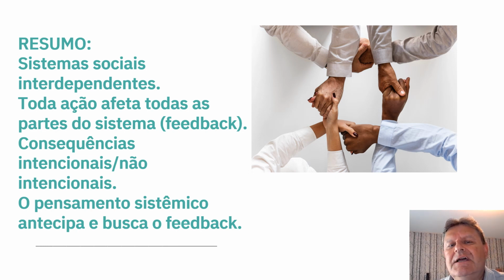So, to summarize, we have to realize that interdependent social systems are different than linear thinking would suppose, because every action affects every part of the system. That's feedback. And those unintended and intended consequences are what we are focused on when we're talking about feedback. And systems thinking anticipates and looks for that feedback. So if we want to be healthy, good leaders in a social system, we need to take the systems approach to leadership.